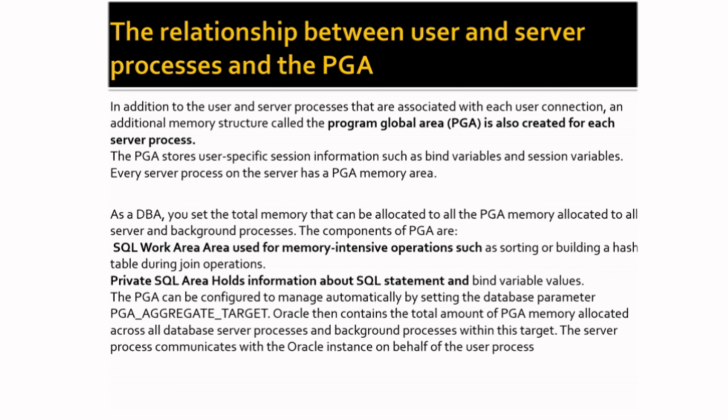The PGA, Program Global Area, can be configured to be managed automatically by setting the database parameter PGA_AGGREGATE_TARGET. Oracle then controls the total amount of PGA memory allocated across all database server processes and the background processes within this target. The server process communicates with the Oracle instance on behalf of the user process.